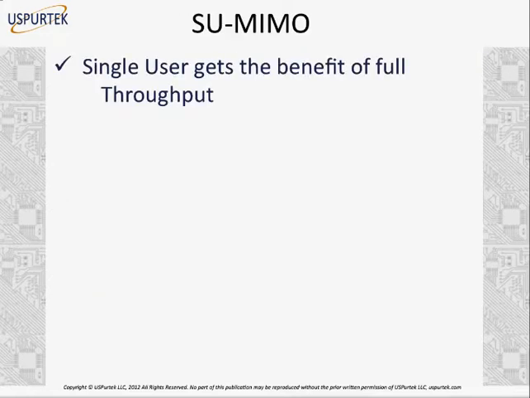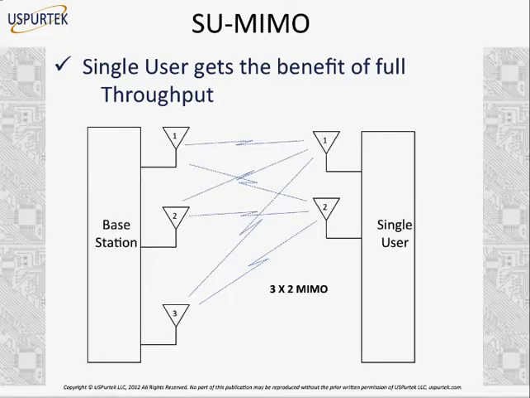So what is this single user MIMO? In single user MIMO, one user gets the benefit of full throughput from the antenna. So you have 3 antennas on the base station and 2 antennas on the user equipment. And all data is transmitted from the base station to a single user at any point of time. So if the throughput is 1 gigabit per second, all of it is claimed by one user.